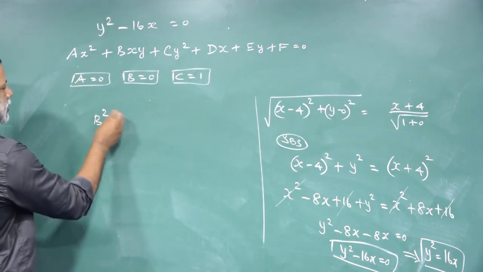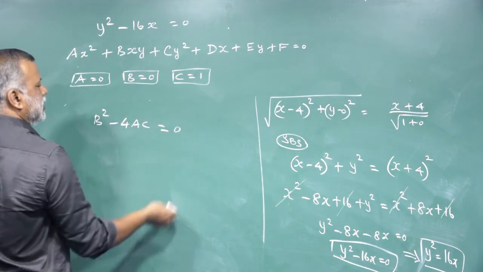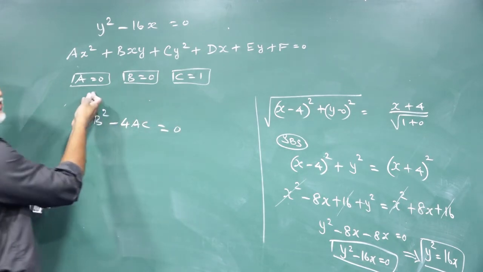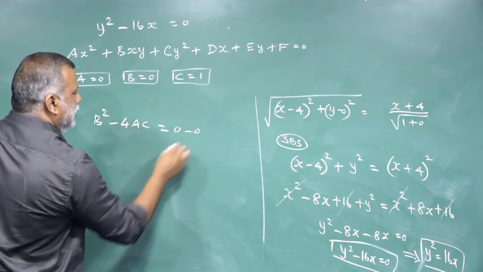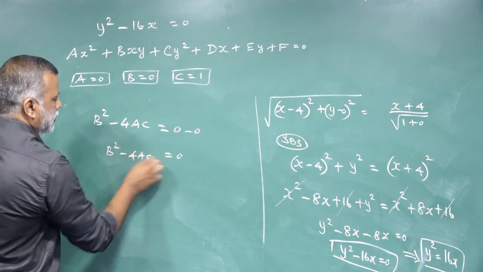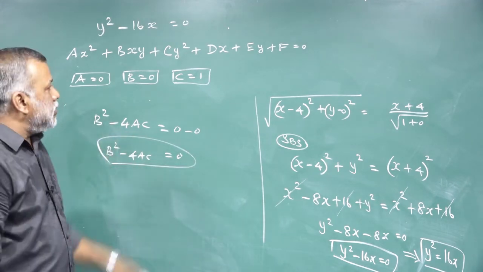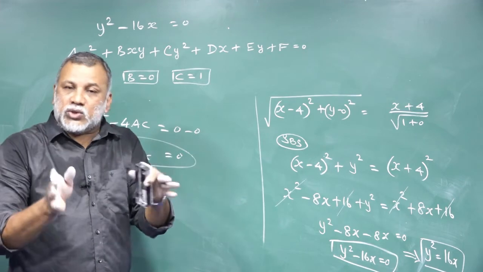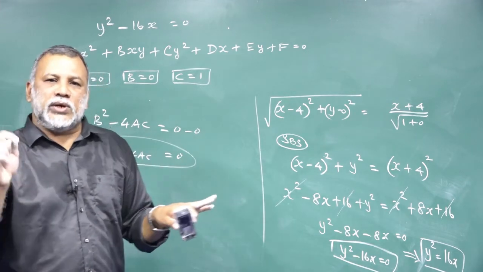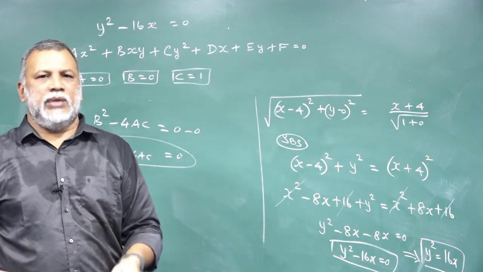Now, see what is our condition? B squared minus 4ac we have to find. What is b squared here? 0. And 4a is already 0. So we get b squared minus 4ac value must be 0. Therefore it represents a parabola. You must be strong in your logic. If you are strong in your logic, you are able to identify the type of the given equation.